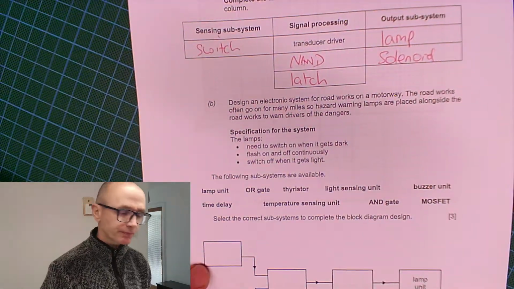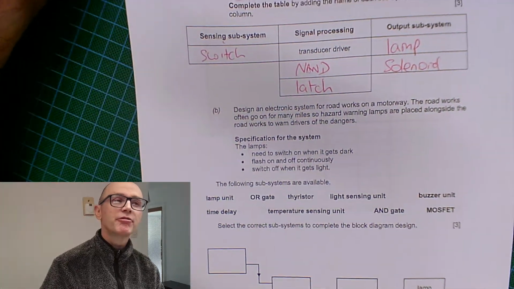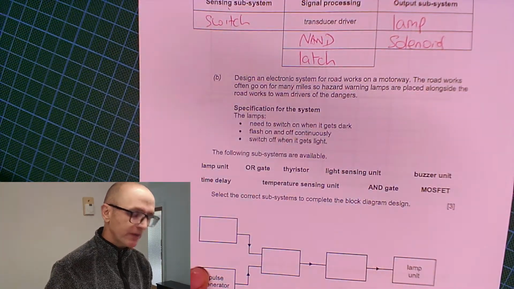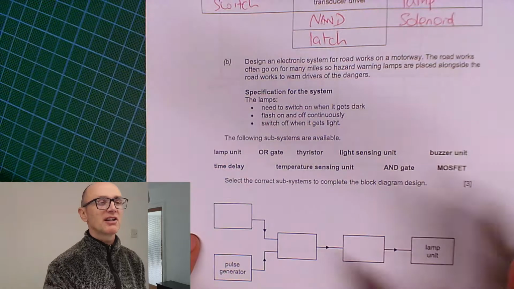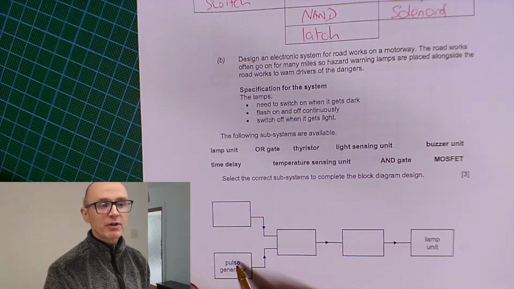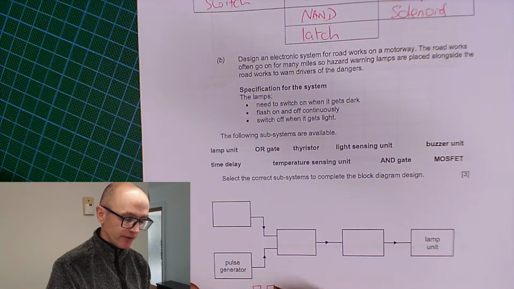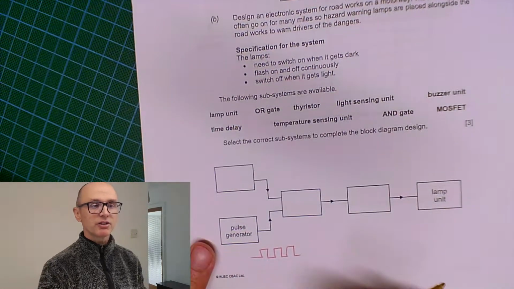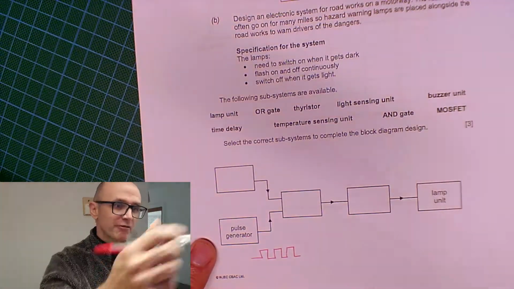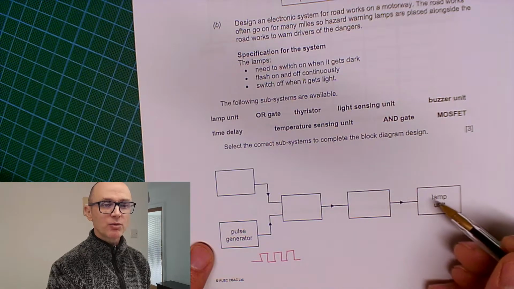Hopefully that's clear. Next one is a flashing light system for roadworks, I think. Yep, roadworks on a motorway. And we're doing a similar but slightly different project in Year 10 at the moment, just as a practice. And we've got a pulse generator, and so that's going to be outputting a stream of on-offs, like so. I have to look down at the paper and also look up at my screen in front of me.